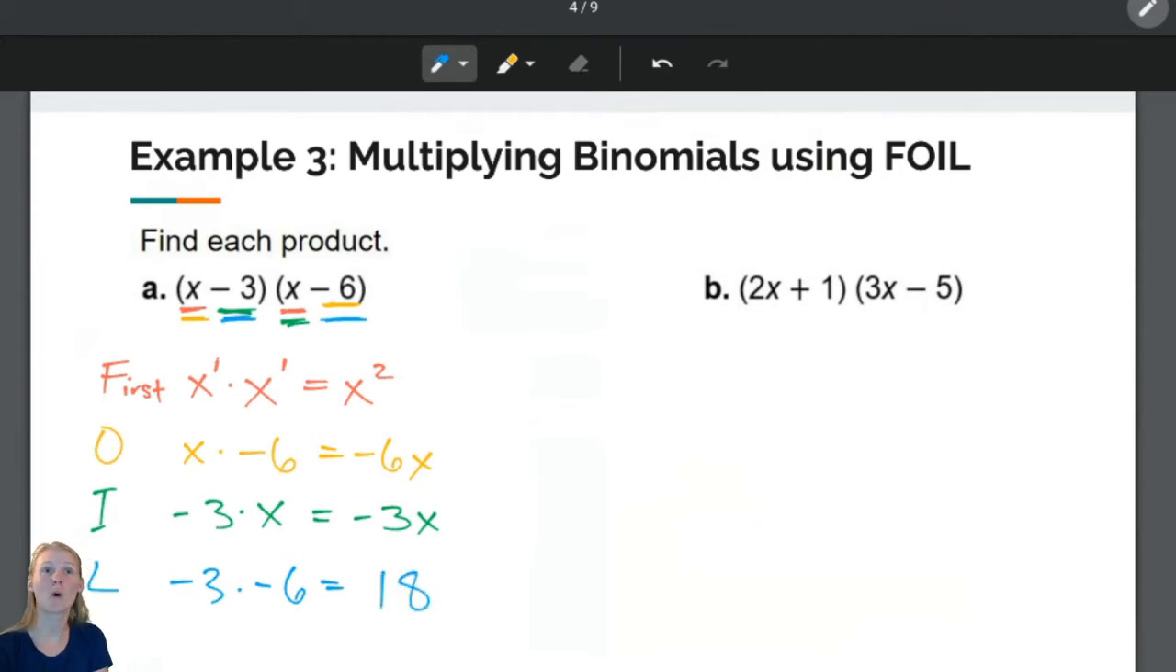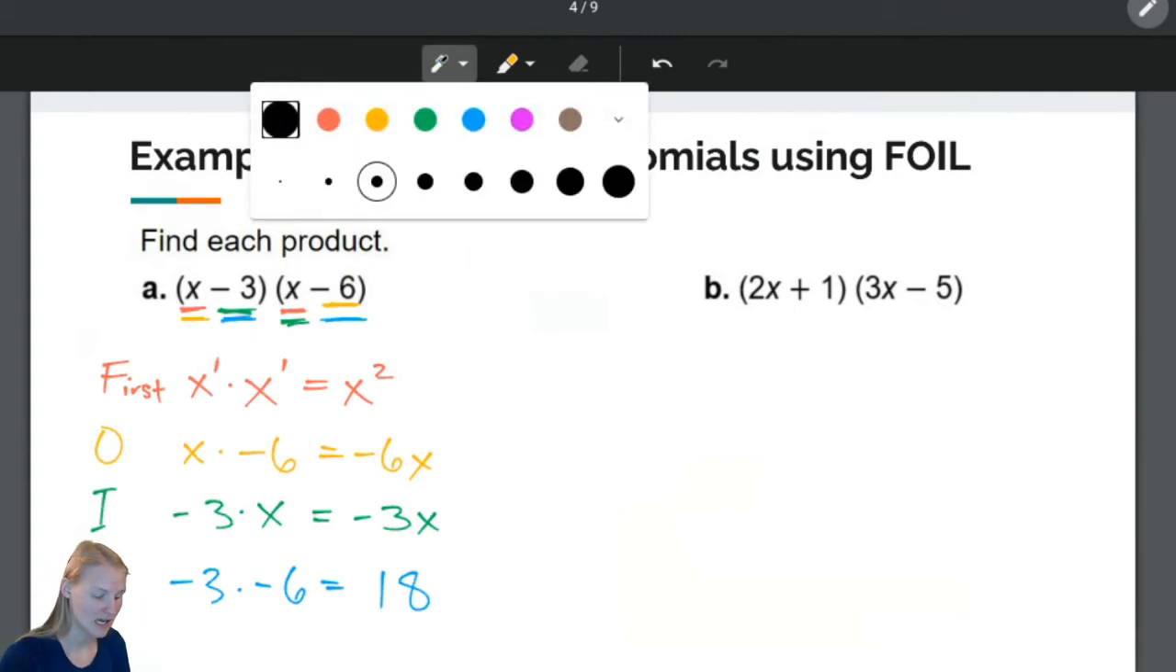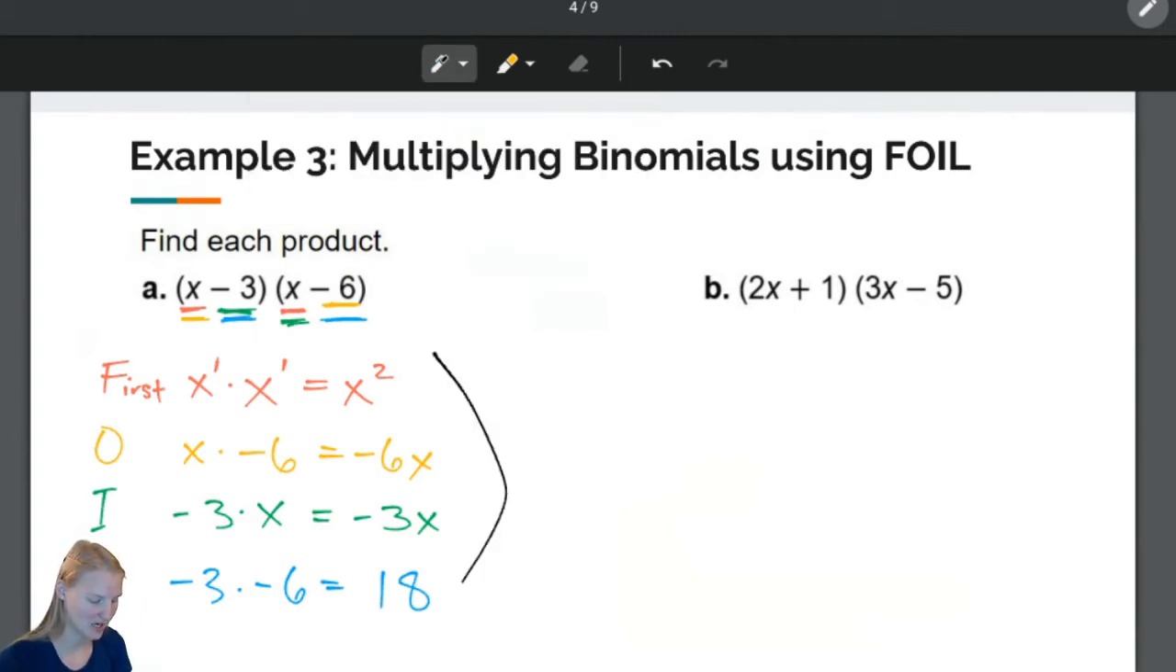Now we're not quite done yet, because when we multiply two polynomials together, we will always get a polynomial. That's right, polynomials are closed under multiplication. So these by themselves are not our answer. The answer is when we add all of these together.